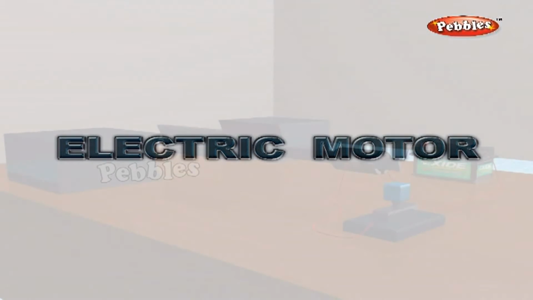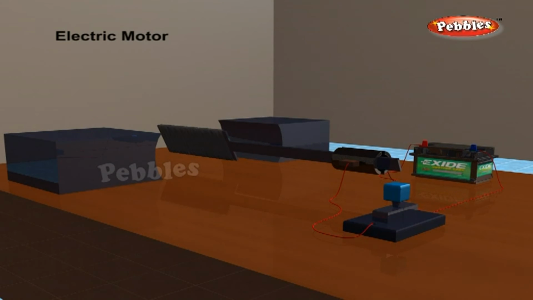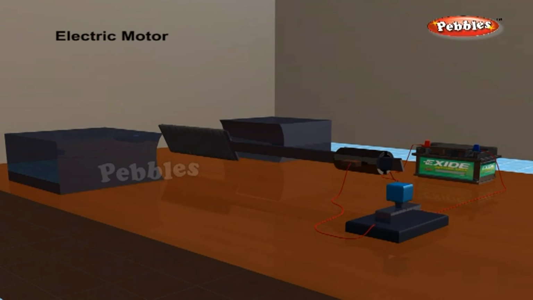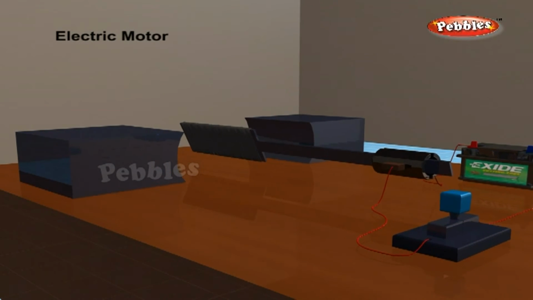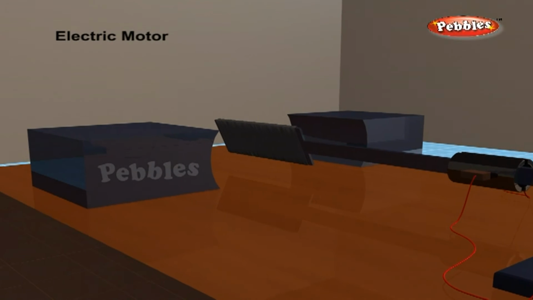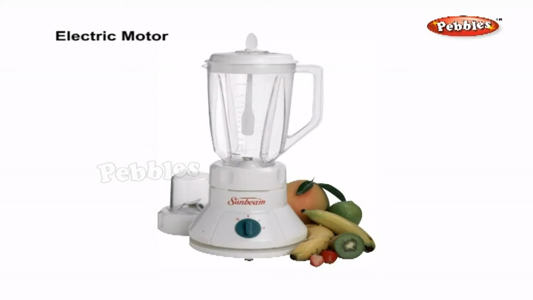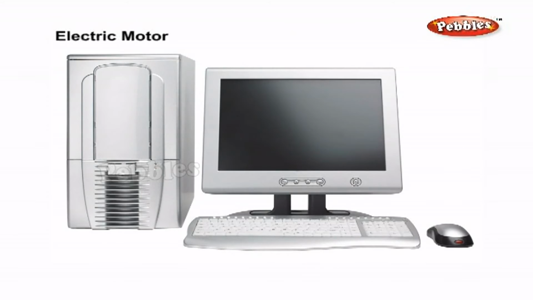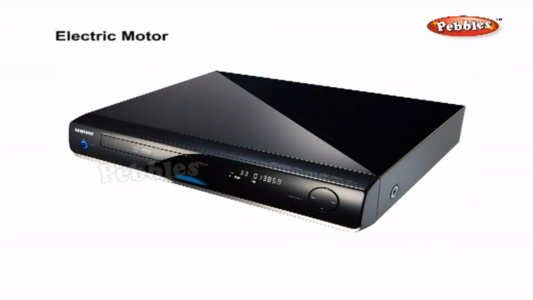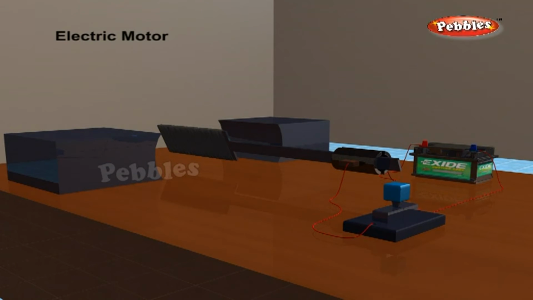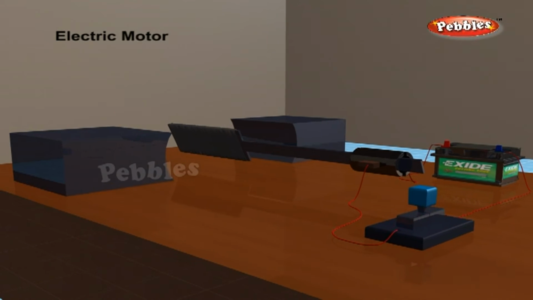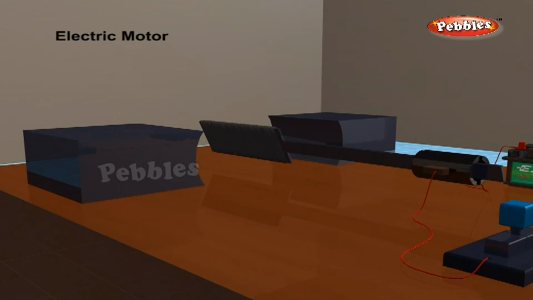Electric motor. An electric motor is a rotating device that converts electrical energy to mechanical energy. Electric motor is used as an important component in electric fans, refrigerators, mixers, washing machines, computers, MP3 players, etc. An electric motor consists of a rectangular coil ABCD of insulated copper wire.